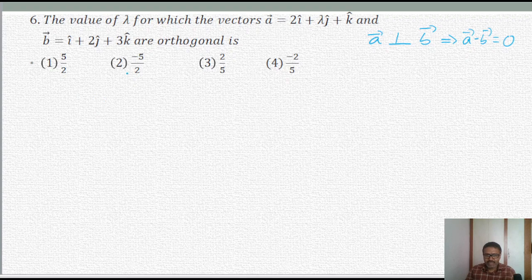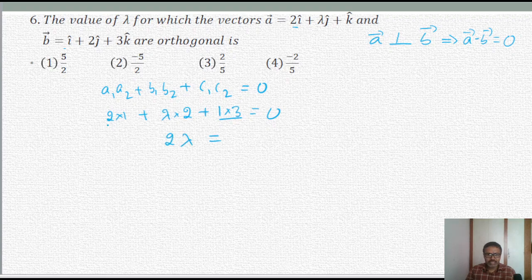A dot b, as we have already discussed in the previous problem, is a1 a2 plus b1 b2 plus c1 c2 equal to 0 for orthogonality. So we'll go with this condition. Now the coefficient of i: here it is 1, 2 into 1, plus lambda into 2, plus c1 is 1, c2 is 3, equal to 0. You get your answer: 2 lambda is equal to, here it is 3 plus 2, shifting that side will give you minus 5. So your lambda is equal to minus 5 by 2. Very easy and straightforward question, friends. So for this, option 2 is the right answer.